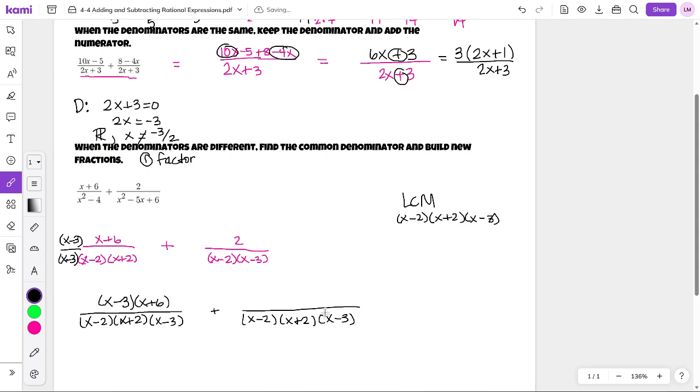In the bottom, can you tell what's missing? Yep, an x plus 2. So I put that top and bottom because that's multiplying by 1. So now I have 2 times x plus 2.